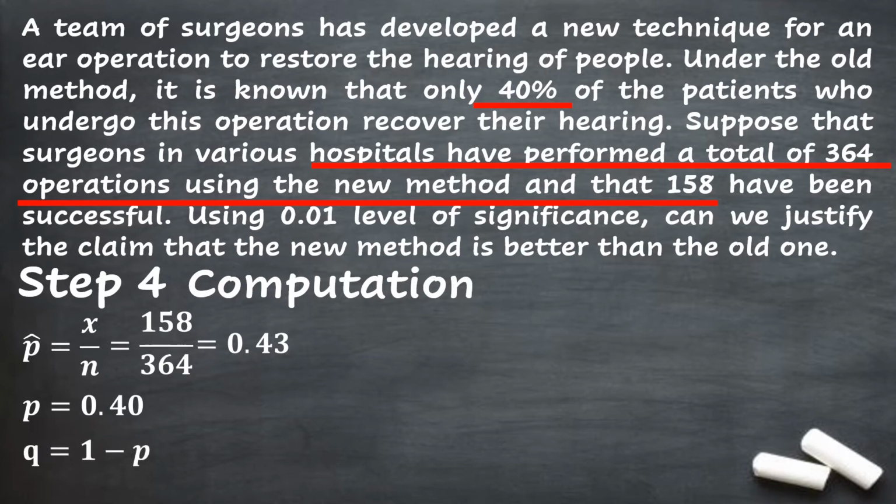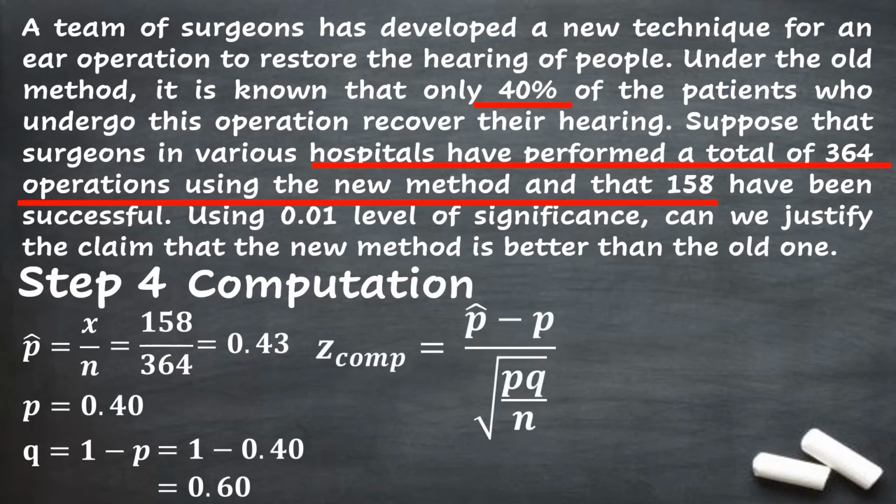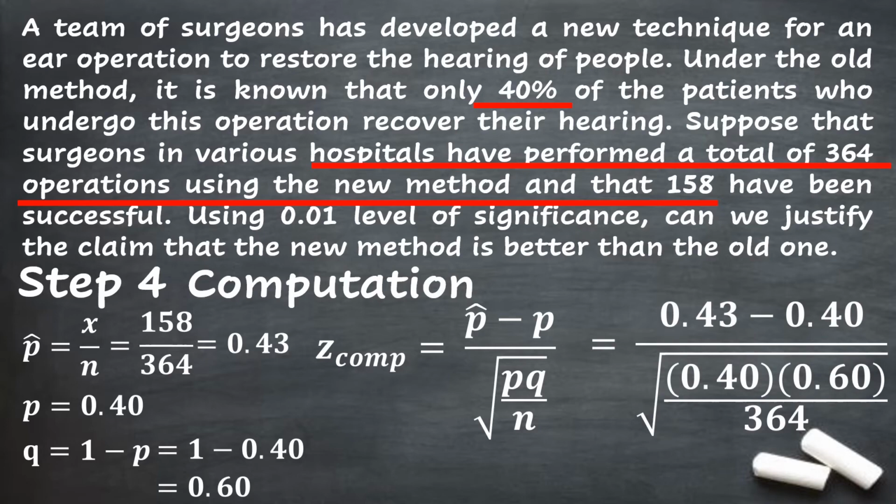Next is the value for the q with the formula 1 minus p. Substituting the value of p, we will have 1 minus 0.40. Simplifying, the value of q will be 0.6 or 0.60. Now that the values are complete, we can substitute in the given formula for z-test of proportion. Substituting, we will have 0.43 minus 0.40 all over the square root of 0.40 times 0.60 all over 364.